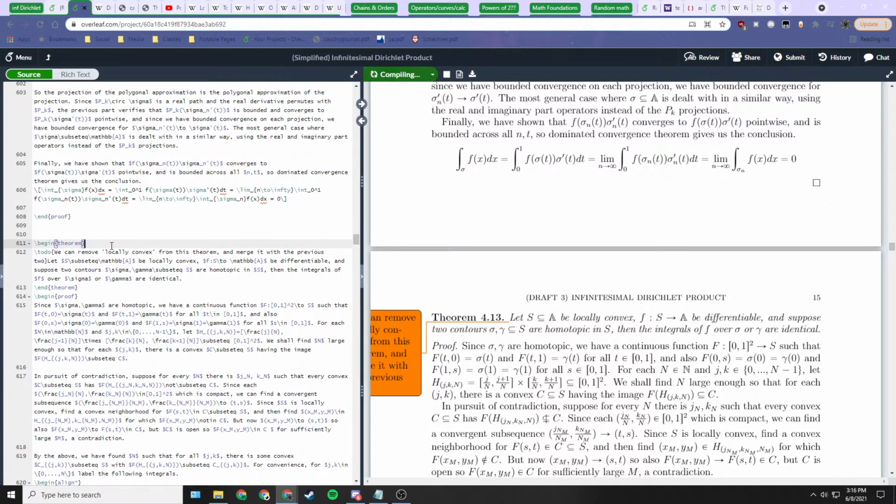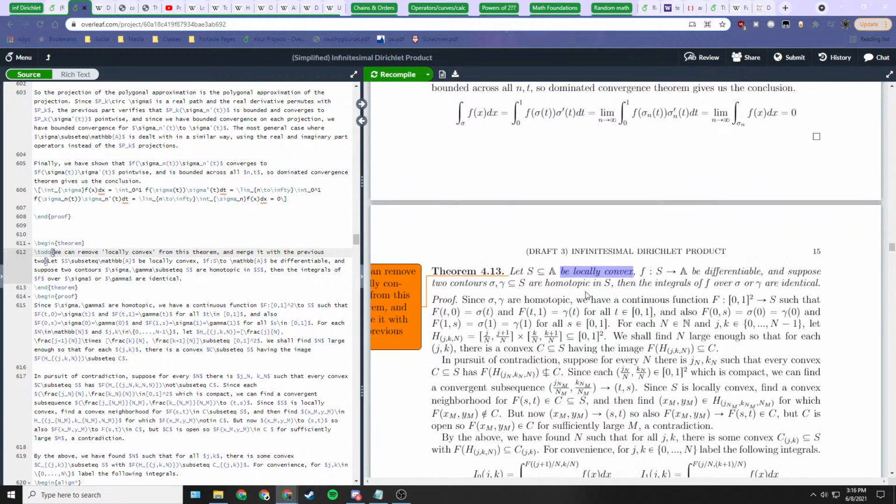Before we do that, real quick, I just wanted to make a note. Actually, this note, which is cut off, is about a theorem we have in the differentiability section. It states that if we have a locally convex domain for a differentiable function, and we have two contours which are homotopic, then the integrals are identical. Actually, it is not necessary to have the locally convex condition here.